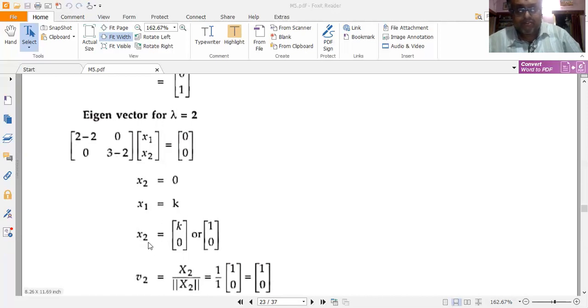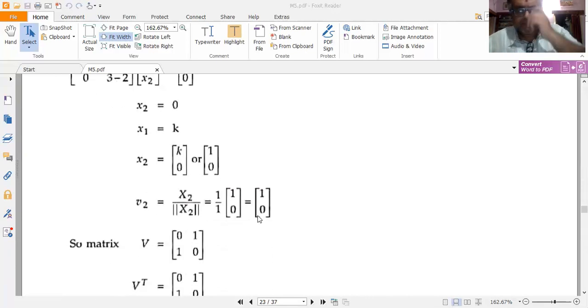So now x is equal to x1 x2 equal to k 0. So again let me choose k to be any value. Let me choose 1 0 because computation becomes easy. So v2 is equal to x2 divided by norm of x2. So norm of x2 is simply given by again the same criteria.